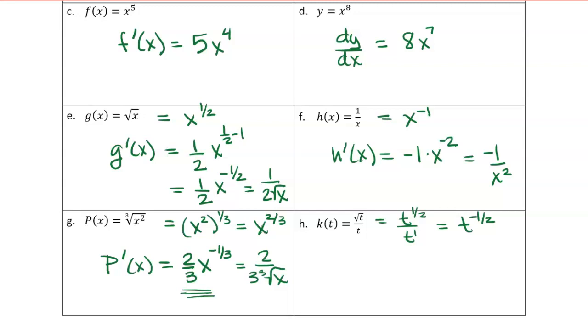So now that I have it rewritten as a power function, I can find k prime of t just by using the power rule. I'm going to bring down the exponent, so it's going to be negative 1/2 times t to the negative 1/2 minus 1. So negative 1/2 minus 2/2 is negative 3/2. Okay, so that's perfect form.